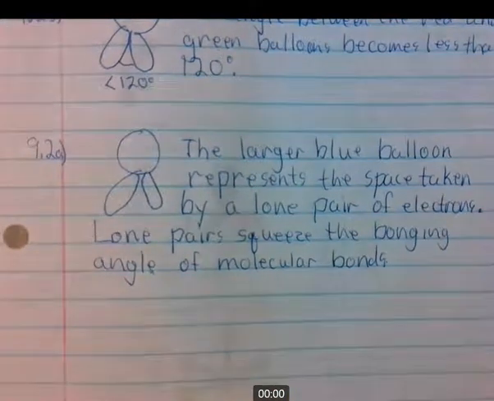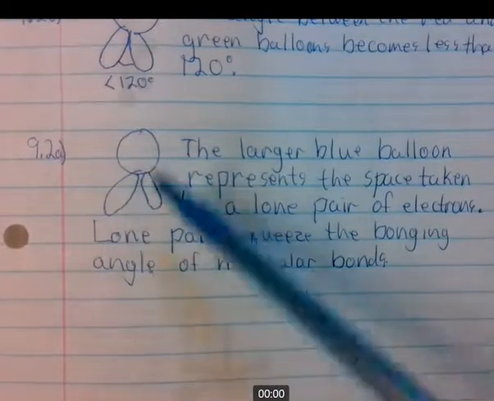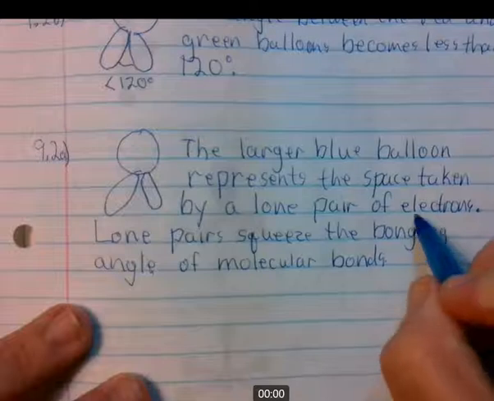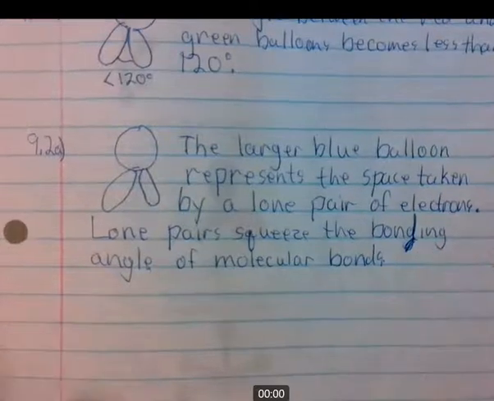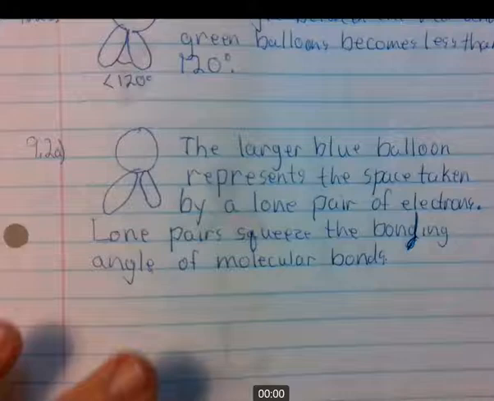Okay, so the larger blue balloon represents the space taken by lone pairs. In other words, it takes up more space. Lone pairs spread out because they're not held in place by another atom outside of them. And lone pairs squeeze the bonding angle, the bonding angle of the molecular bonds.